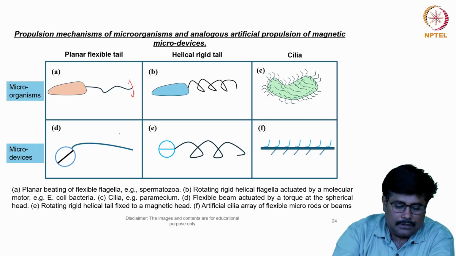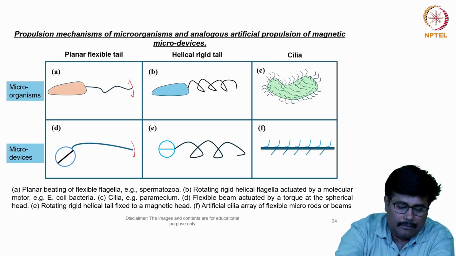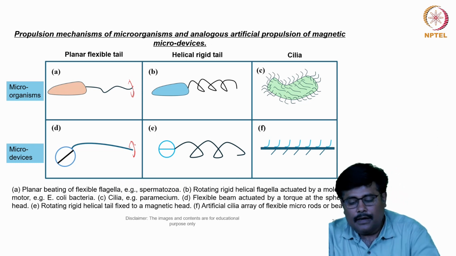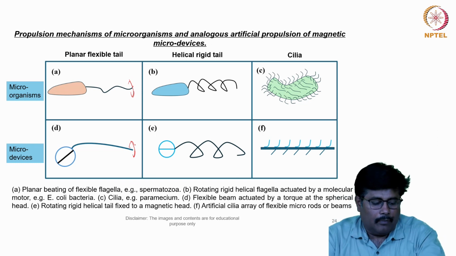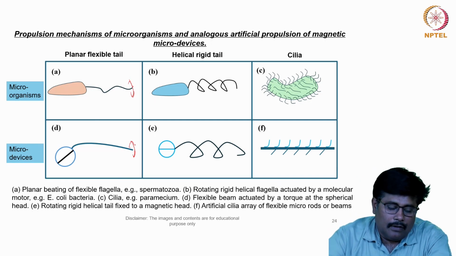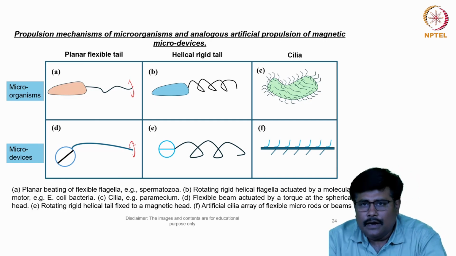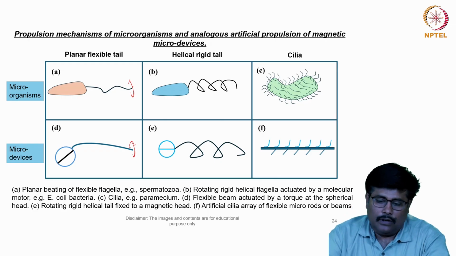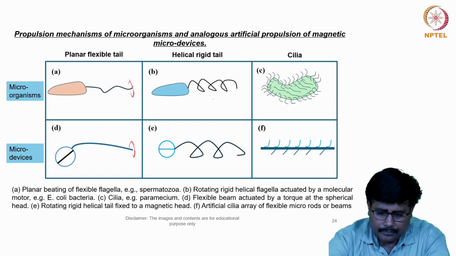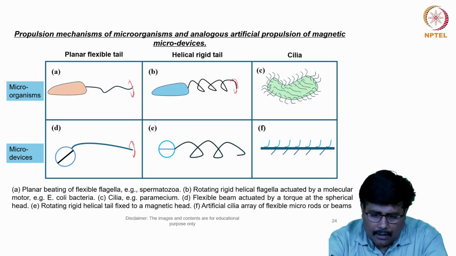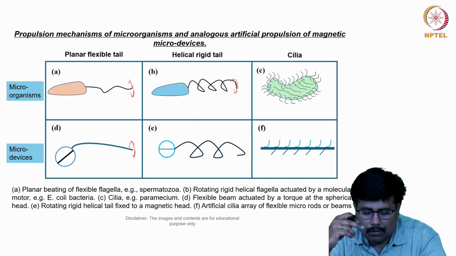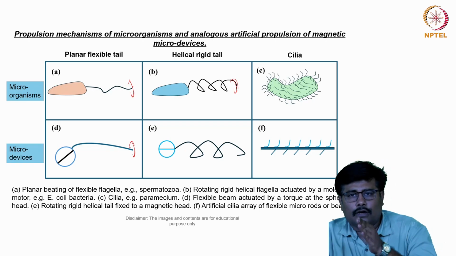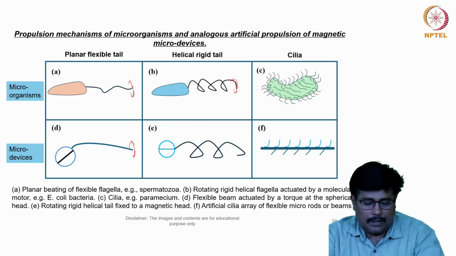So in this, we will be having a planar beating, which moves back and forth. Next, we can talk about the rotating rigid helical flagella, which is actuated by a molecular motor. An example of such a system is derived from E. coli bacteria. In this particular system, a rotation occurs with reference to the movement of this spring-like structure. This rotation will be helpful for us to create locomotion in a particular direction.